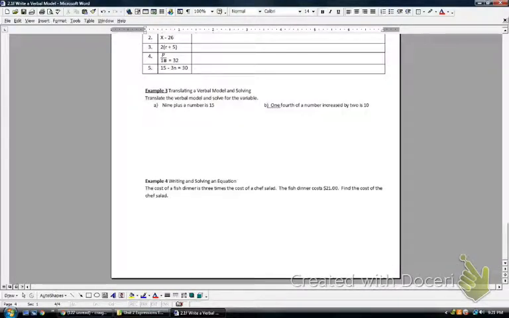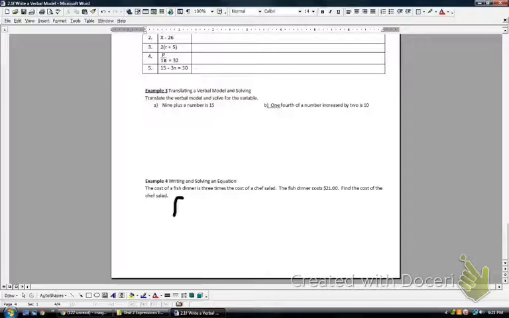Okay, so let's look at that last example. Writing and solving an equation. The cost of a fish dinner is 3 times the cost of a chef's salad. The fish dinner costs $21. Find the cost of the chef's salad. Okay, so sometimes when I am solving word problems, I write them out in words and then I plug in the numbers that I know.